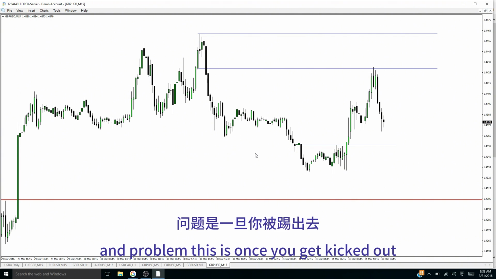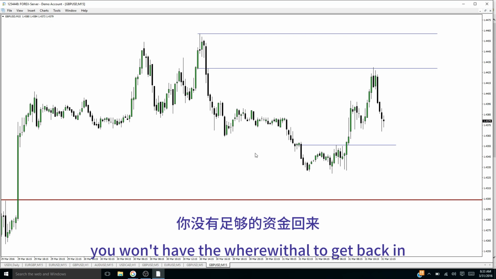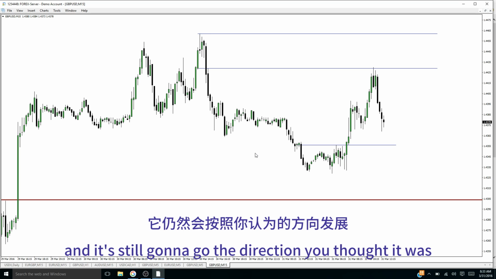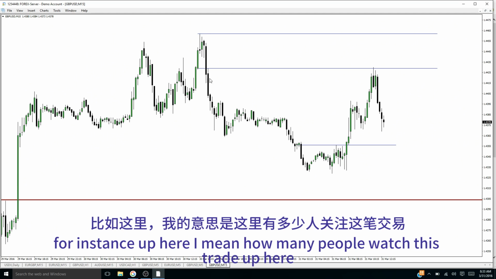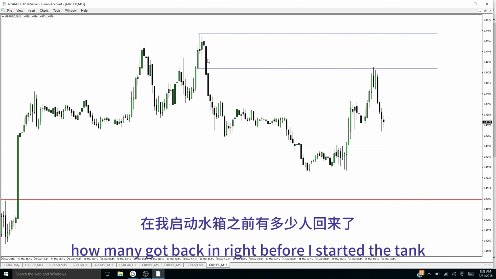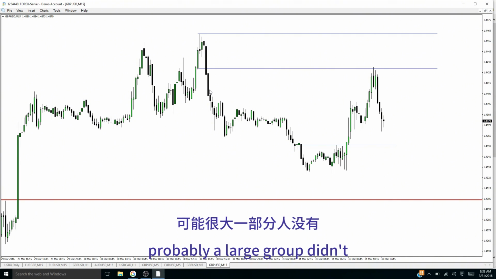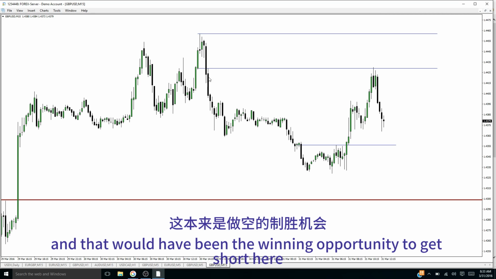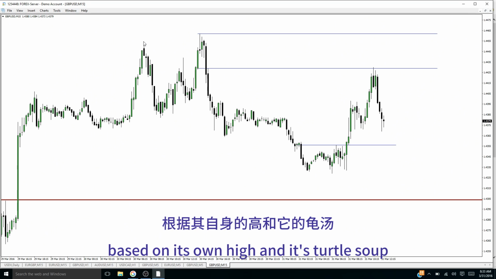And the problem is once you get kicked out, you won't have the wherewithal to get back in, knowing that you just got ran and it's still going to go the direction you thought it was. For instance, up here, how many people watched this trade up here, and then come back down and think, well, if they were short, how many got back in right before it started to tank? Probably a large group didn't, and it would have been the winning opportunity to get short here based on its old high. And it's turtle soup.